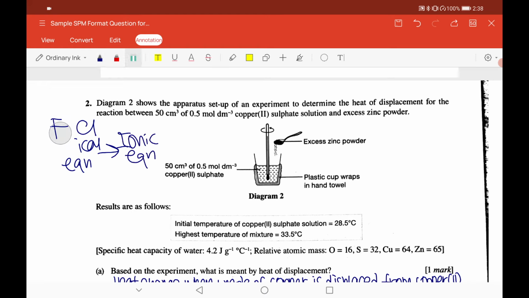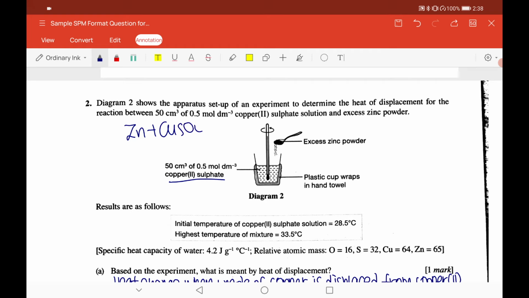So let's start with writing a chemical equation first. Zinc powder is Zn. Copper sulfate is CuSO4. Zinc is a more powerful gangster than copper. Zinc will kick out the copper, and then zinc robs the sulfate away. Zinc robs the girlfriend of the copper, which is the sulfate. So when zinc combines with sulfate, we get zinc sulfate. So this is the chemical equation.